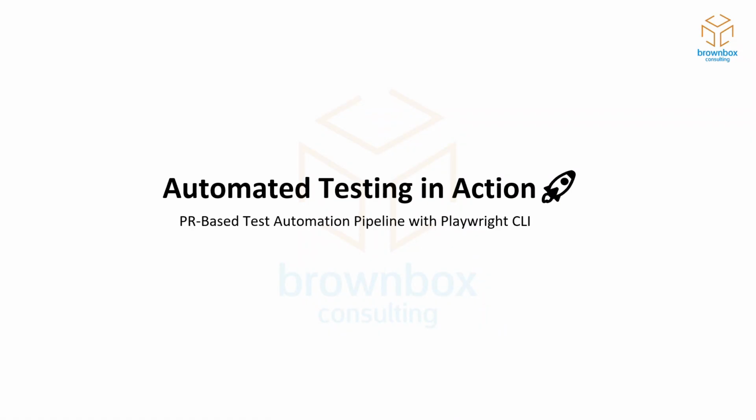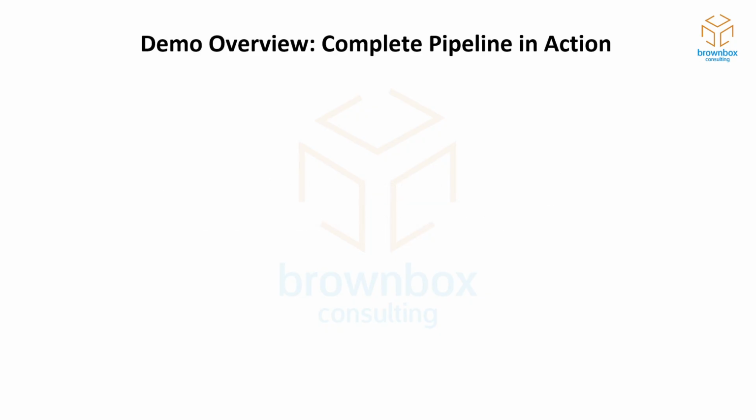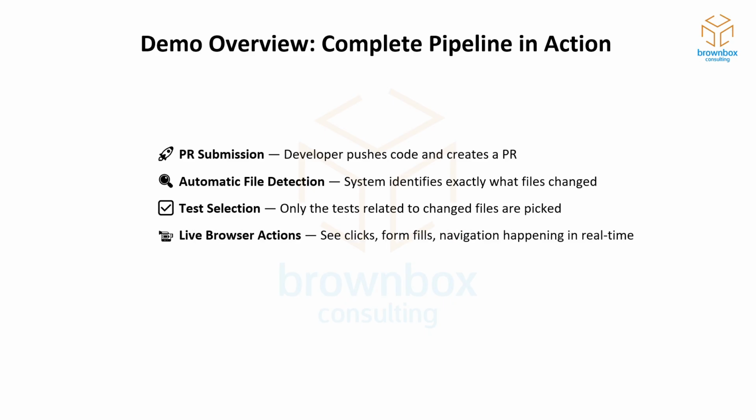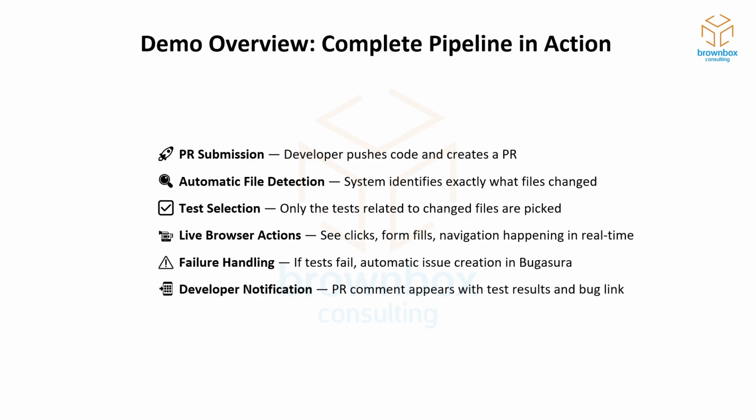In this demo, you'll see our smart PR testing pipeline in action. Here's what you're about to witness. A developer creates a pull request. The system detects changed files and runs only relevant tests. You'll watch Playwright CLI automate browser interactions. If something fails, a bug is automatically created in Bugasura. And finally, the developer gets notified right on their PR. All of this happens in minutes, not hours.